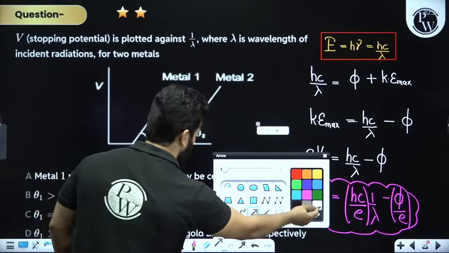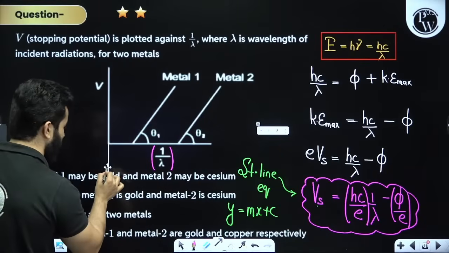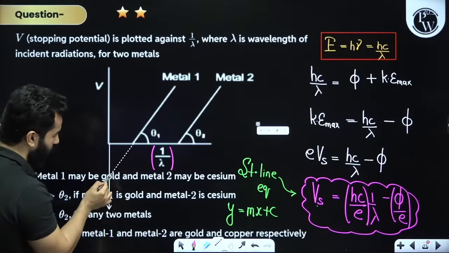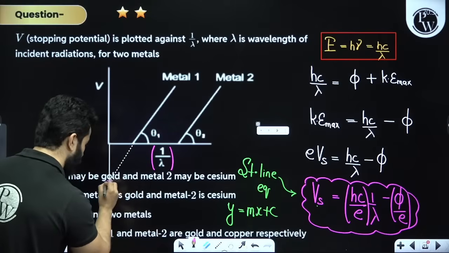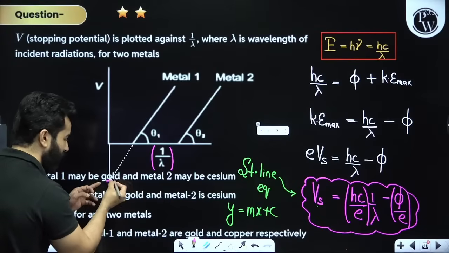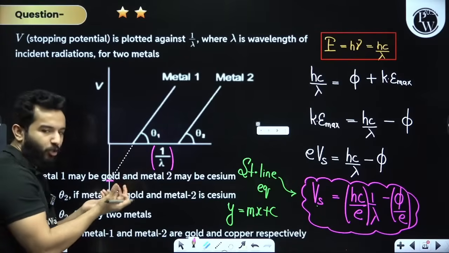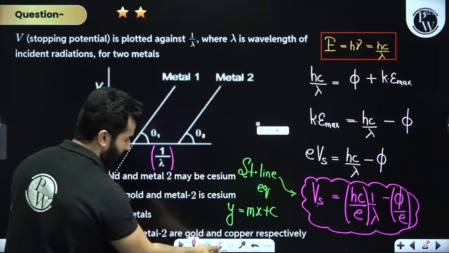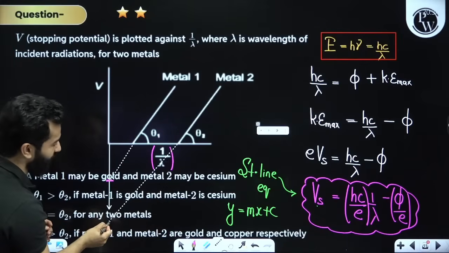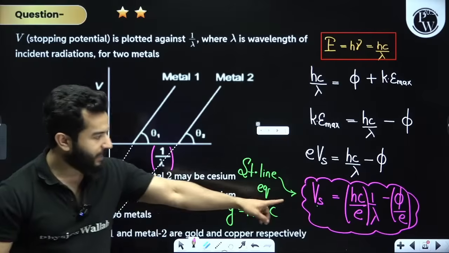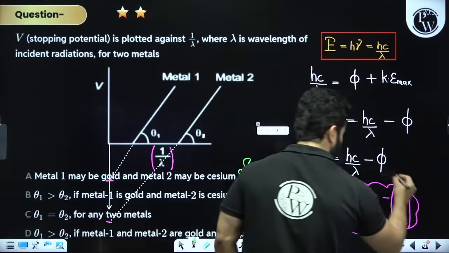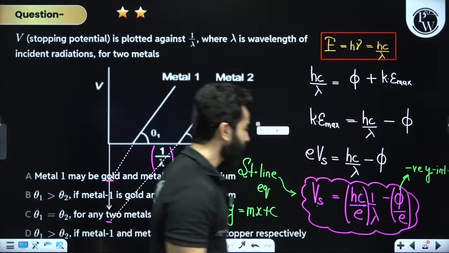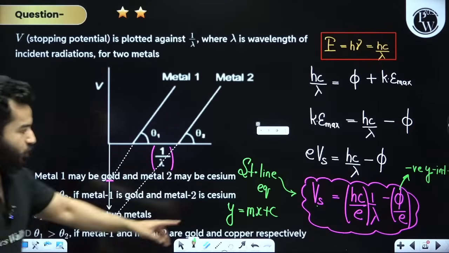Got it? So if you want to draw the negative y axis also, something like this, and you bring this down, then this is going to be the work function for your first metal. Let's suppose this length comes out to be 5. So 5 electron volt is the work function of this, and that means the work function of metal 2 will be somewhere over here. Can you please see the negative y-intercept? You all can see the negative y-intercept, right?